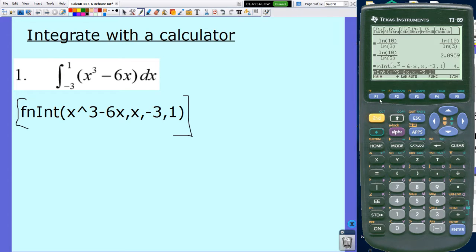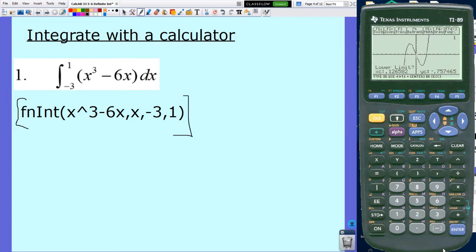I want to show you what that looks like as a graph too. I'm going to type this in as a graph, x cubed minus 6x. We're going to look at that graph. I'm going to change my window size, so zoom standard. We're going from negative 3, which is over here, to positive 1. So it's the area under that curve. What's kind of neat is that some of this is negative area and some of it's positive. I want to actually show you what this looks like.